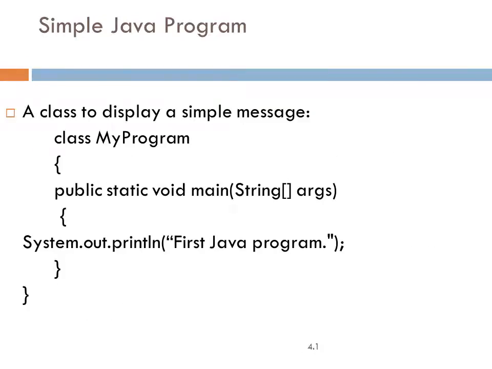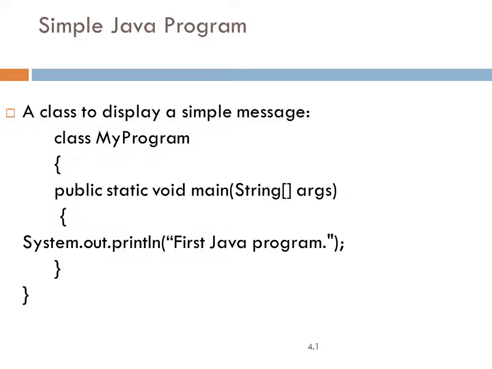This is a simple Java program to display a message, called first Java program. Class, my class program, public static void main. Public, because this main function will be called by the Java runtime environment, so the main function should be public. Static, because without creating an object of that program class, we are able to call this main. Void, because we are not returning any value after completion of main. The main function is the starting point of program execution.